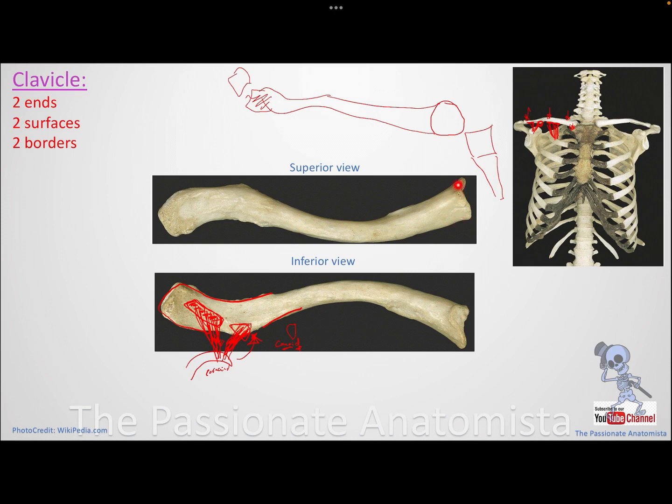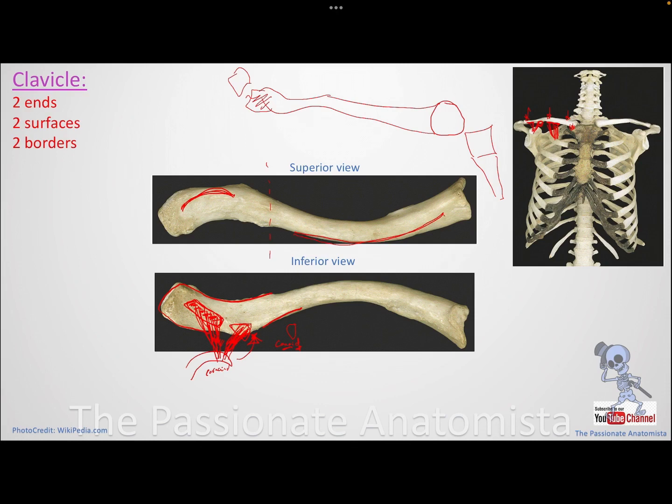We knew that this is the sternal end and this is the acromial end. All right, and we have two surfaces, a superior smooth surface and an inferior surface, which is rough. Then we need to know that we have an anterior border and a posterior border. And how does the anterior border look? It's basically the medial 2/3 and the lateral 1/3. The medial 2/3 is convex anteriorly, all the way until here, and we have the lateral 1/3 convex posteriorly, or we can say concave.